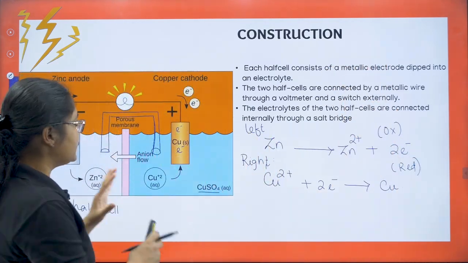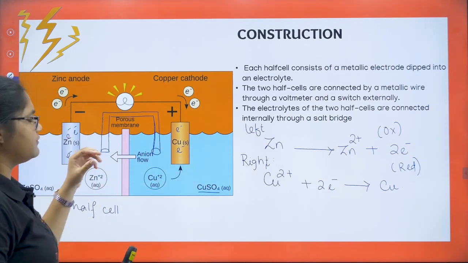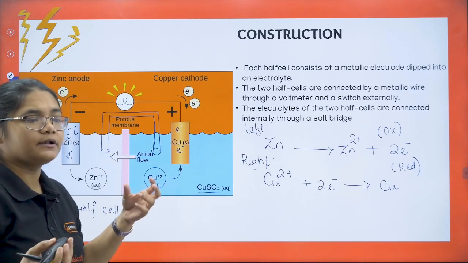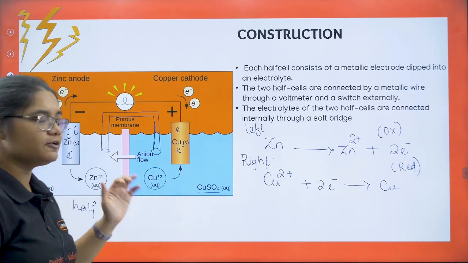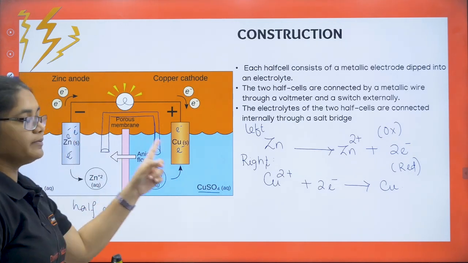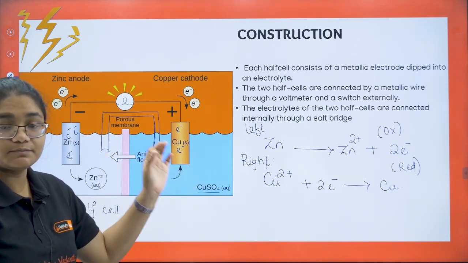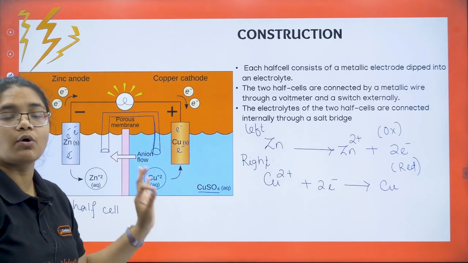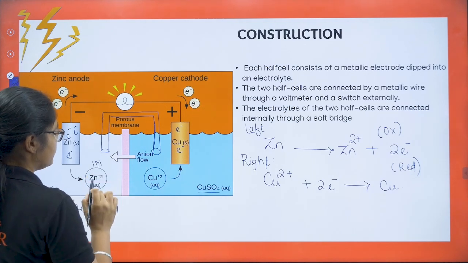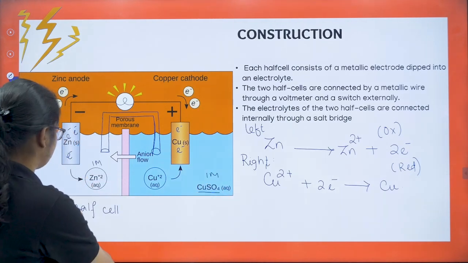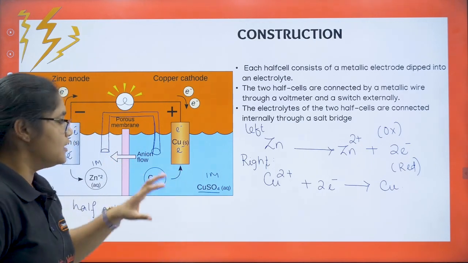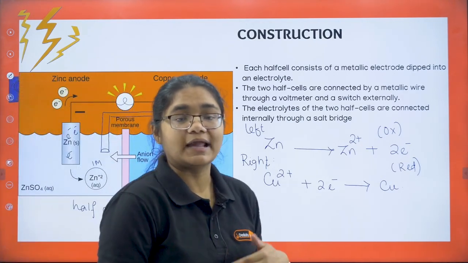Now you can take any combination. You can take silver and copper, zinc and silver, or for example mercury and copper. Different combinations are possible. This particular combination, zinc and copper, is called the Daniell cell. Here ZnSO4 is taken as 1 molar, and copper sulfate is taken as 1 molar. So the Daniell cell is a type of galvanic cell.